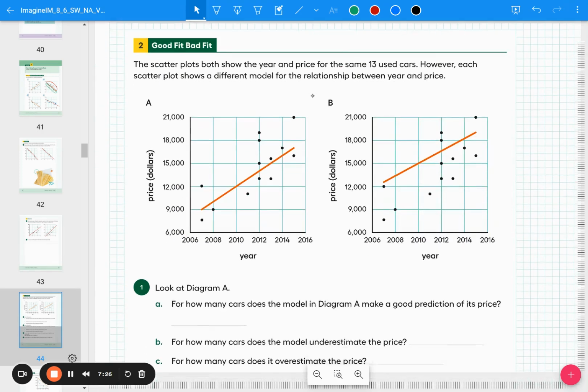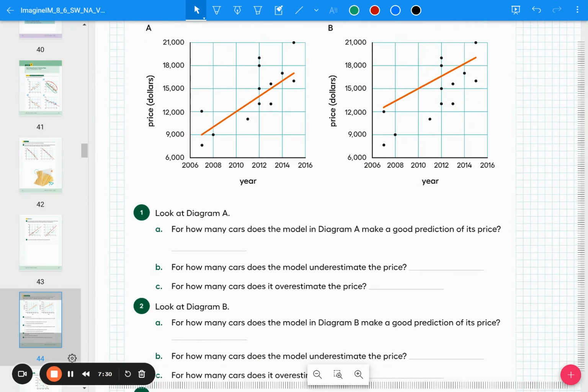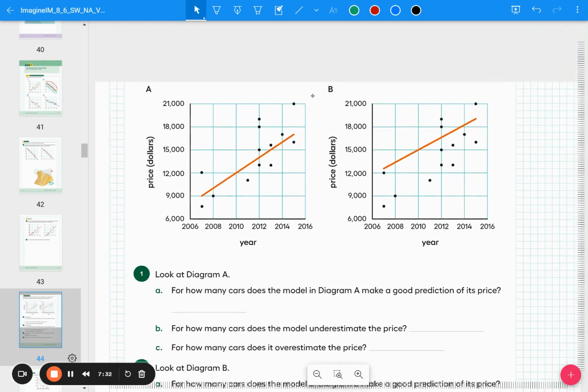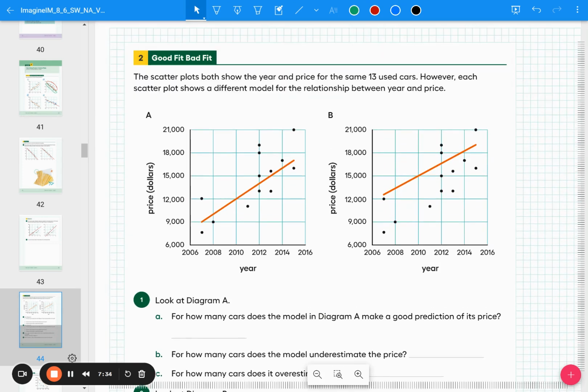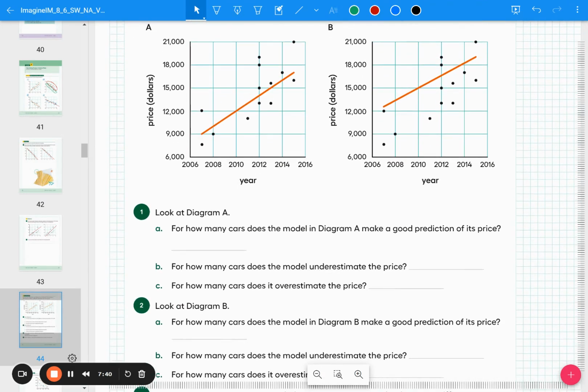So here, this is a fun little activity. We got two scatter plots. You got years and prices. What are these the prices of? Scatter plots show the year and prices of the same 13 used cars. So we got some used cars here. We want to know which one predicts the best model for this. So for how many cars is the modeling diagram a good prediction? So again, this word good prediction means close.